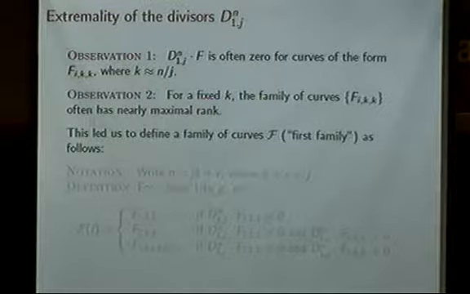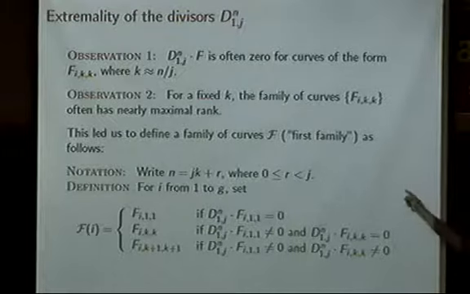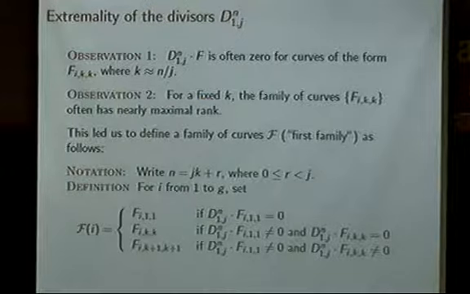Okay, so I'm going to define a family of curves. I'll call it curly F. You can think of this as our first attempt at a family. It goes like this. I'll write my n as jk plus r. In other words, k is the floor of n over j. And here's how I'll define my family.